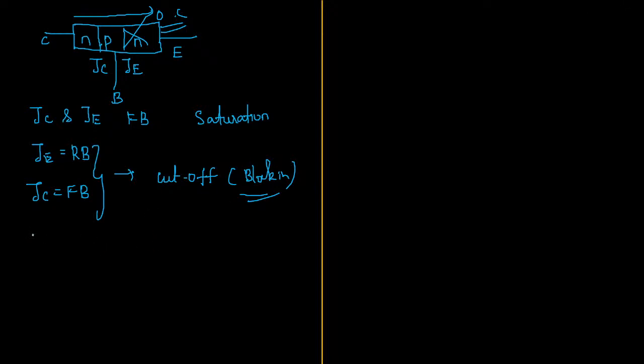Suppose I am considering, no sir, my emitter junction is in forward bias, but the collector junction is in reverse bias. What can we do, sir? In this case, we can do something, because with the help of the emitter, we can bring the active region. That could be possible.